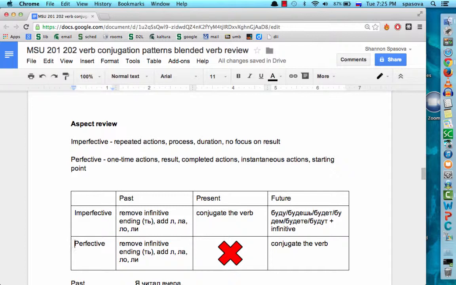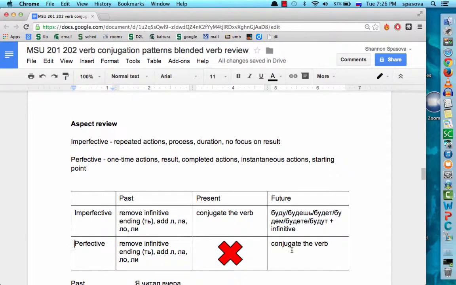In the past tense, you form them the same way. You remove the infinitive ending and then just add your past tense endings. In the present tense, we can only have imperfective verbs. Perfective verbs cannot exist in the present tense. So when we have an imperfective verb and we conjugate it, it makes the verb present tense. When we conjugate a perfective verb, however, it makes it future tense.